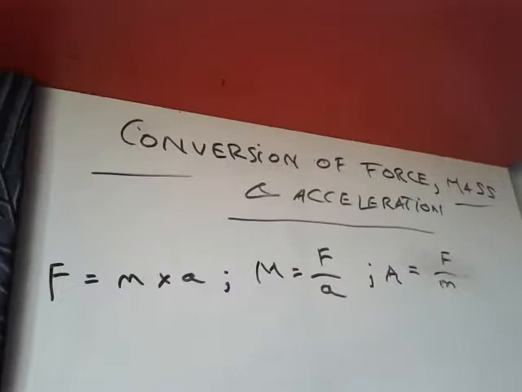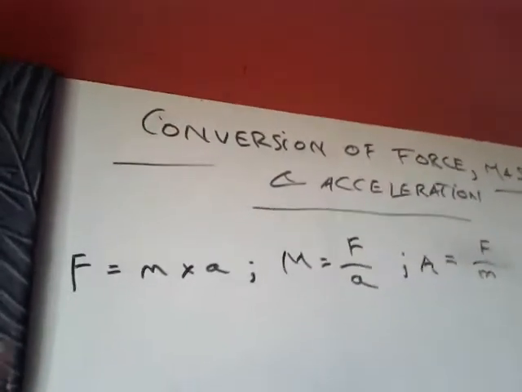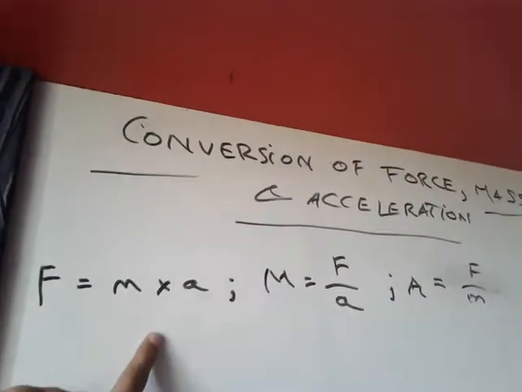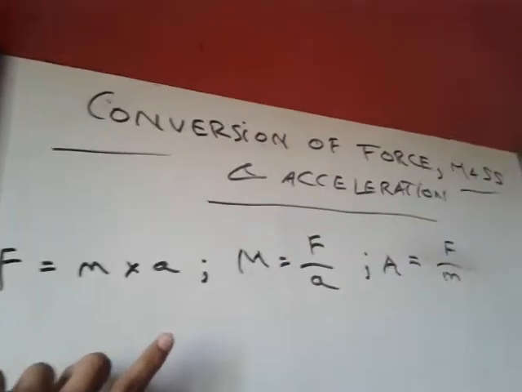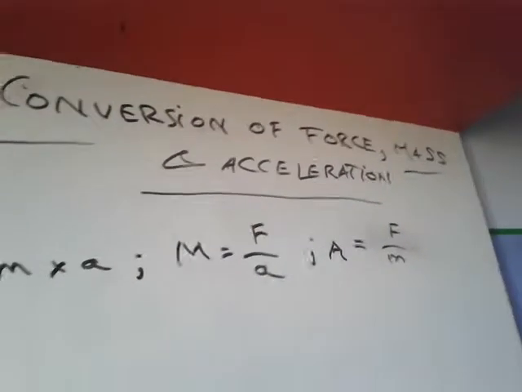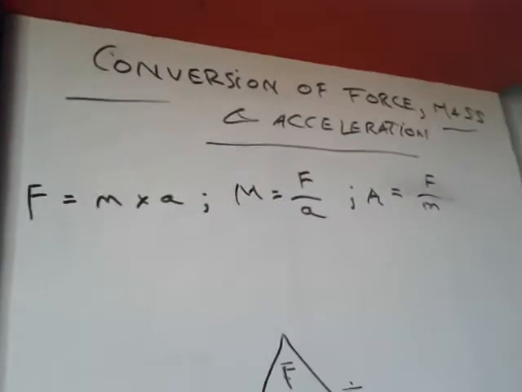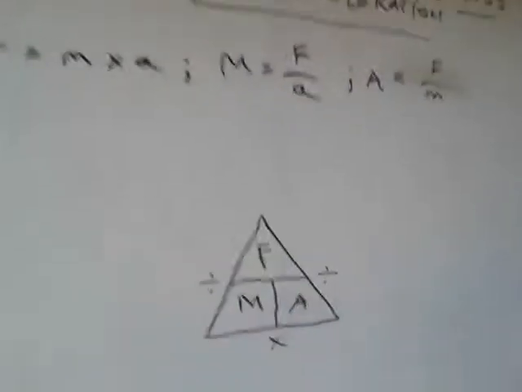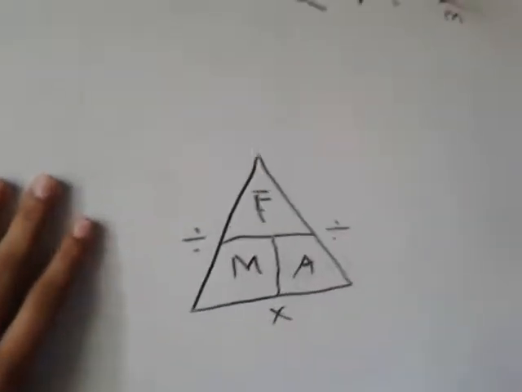Let's recall what we have learned. We learned that force is equal to mass times acceleration, mass is equal to force by acceleration, and acceleration is equal to force by mass. And you can very easily memorize it by this diagram.